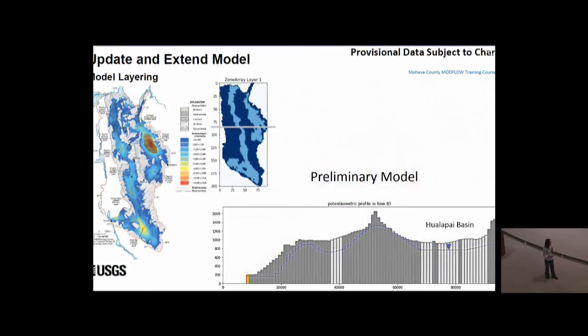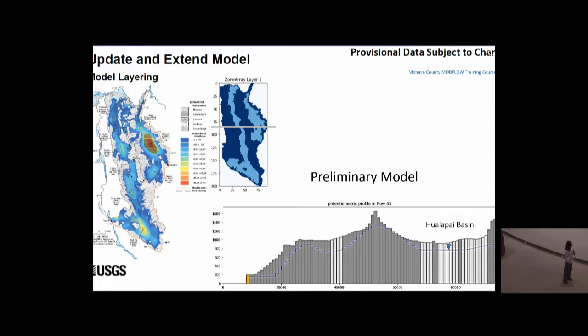So this was the preliminary model. This is a graphic showing the different stratigraphy at the surface, and then the zones. The dark blues are the mountain zones, and the light blues are the alluvial basins. By the way, in case you don't know, Hualapai Basin is blessed with a ton more alluvium than most of the neighboring basins. You have a very deep and productive alluvial system here.